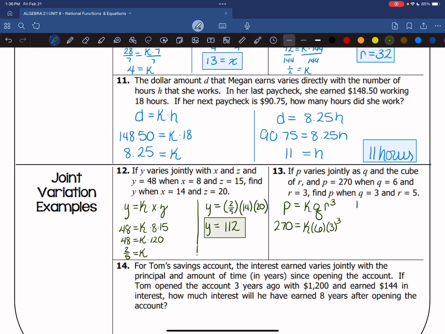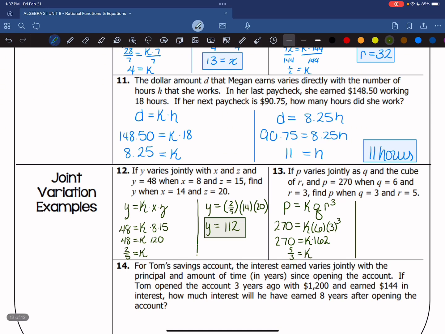We're going to go ahead and solve for K, and that's going to help us to answer the rest of this question. When you take 6 times 3 cubed, the result there is that K, that constant of variation, is multiplying with 162. Dividing 270 by that amount, when we express that as a fraction, is going to be 5/3.